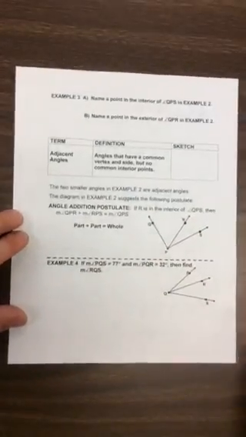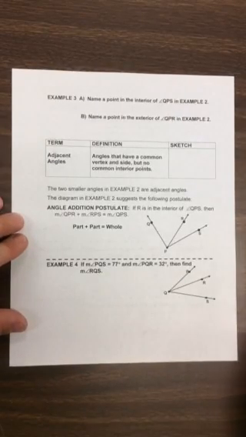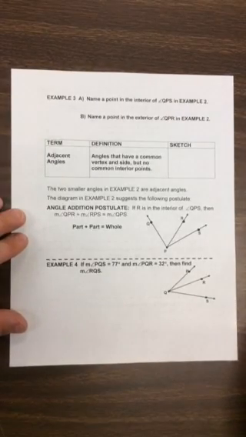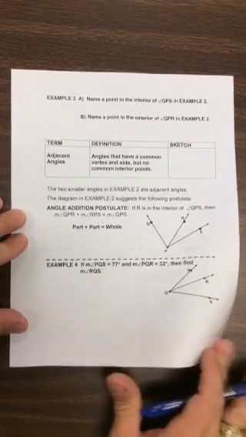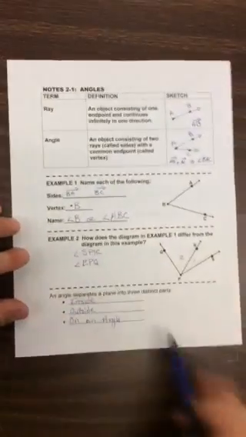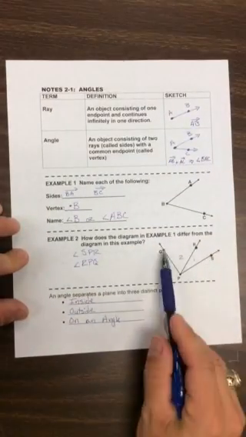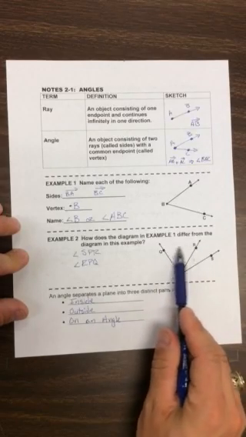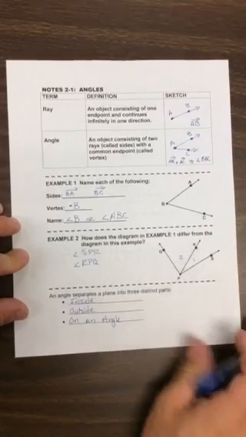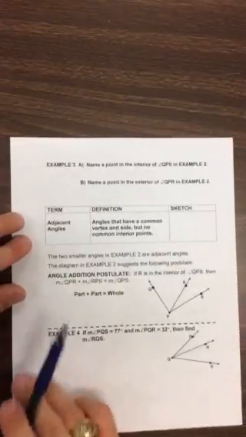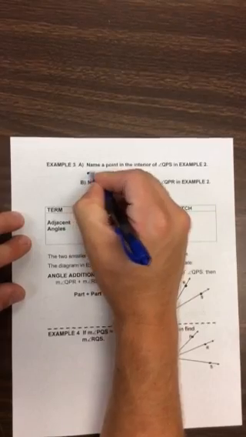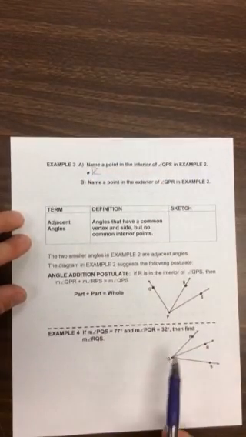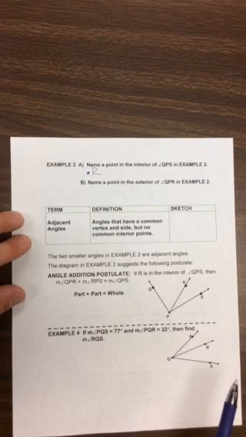Moving on. Looking at example 3. Part A says name a point in the interior of angle QPS in example 2. Well, let's look back at the interior. QPS is the large angle here, which means that anything inside of it would be considered interior. Point R would be on the inside. So in part A, we're going to say that point R is on the inside of angle QPS.